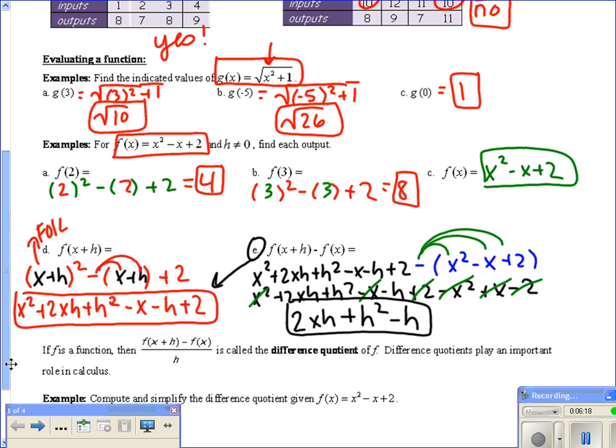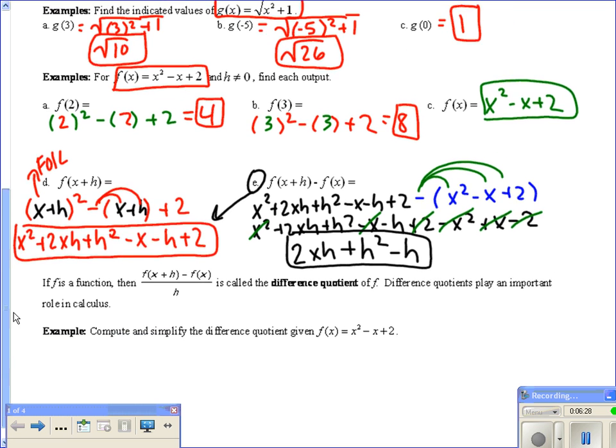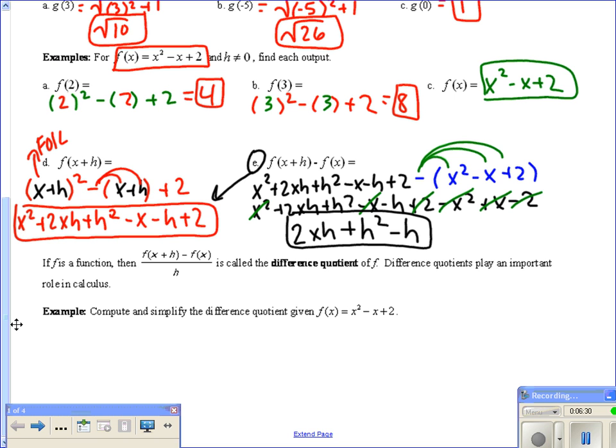Now, why did we do that whole long process? So again, I started with numbers just to show you something that's familiar to you. Now, instead of using numbers, we're going to be using variables to plug into a function. And why do we do that? Because if we do this right here, this is called the difference quotient. And the difference quotient plays a really important role in calculus.